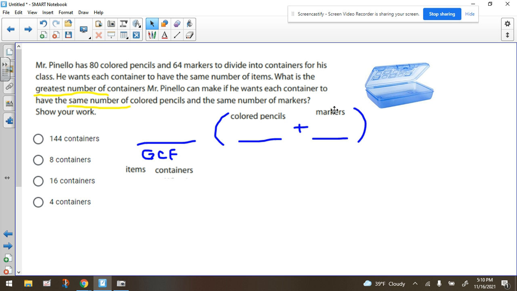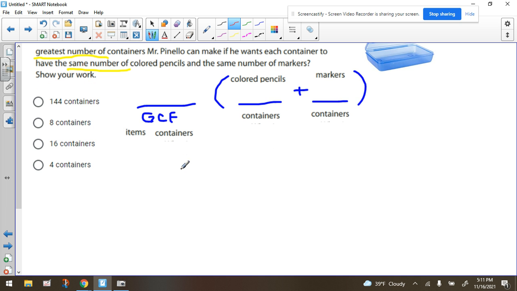Now, when we're answering this question, we have to ask ourselves, which number do they need? Do they want this number, the items per container? Do they want how many colored pencils? Do they want how many markers? What exactly are we looking for? Because remember, this word containers would be containers of colored pencils if we needed that, and this would be containers of markers if we needed that. So we do need to find the GCF of 80 and 64. Let's write those numbers down. 80 and 64.